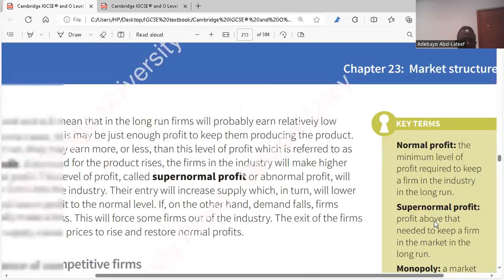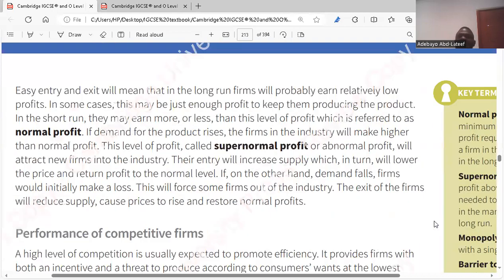Yes. We move on. Easy entry and exit will mean that in the long run, firms will probably earn relatively low profits. In some cases, this may be just enough profit to keep them producing the products. We could call that maybe a normal profit or profit satisfices. So in a competitive market, in the long run, profit will be less because new firms will continue to emerge into that market. So what happens if new firms continue to emerge?